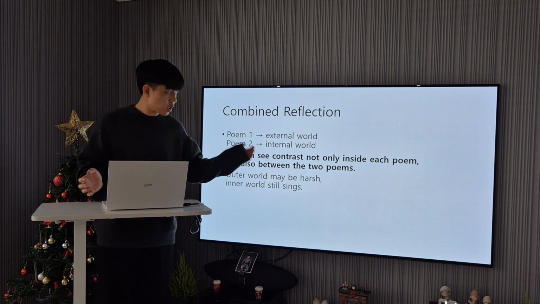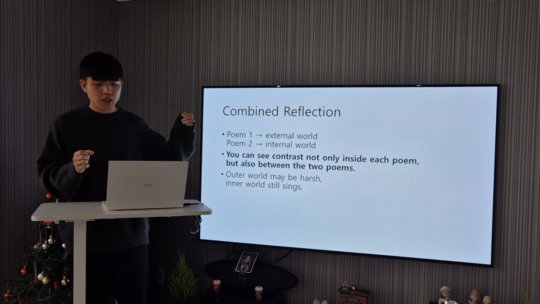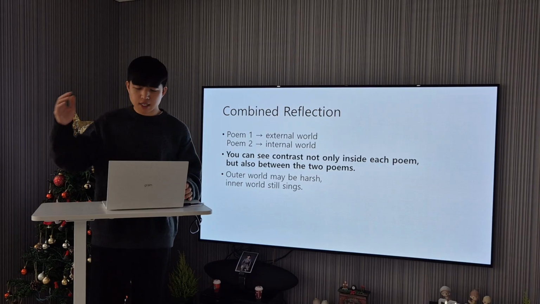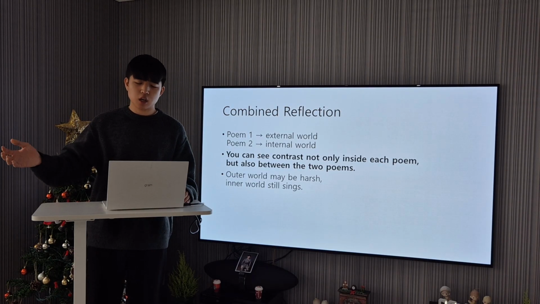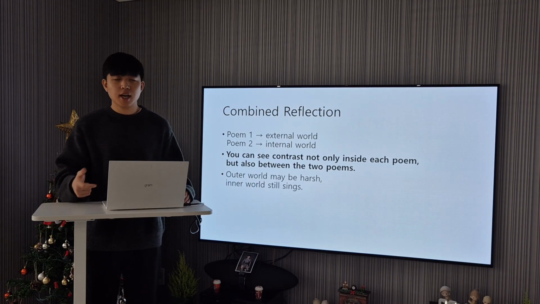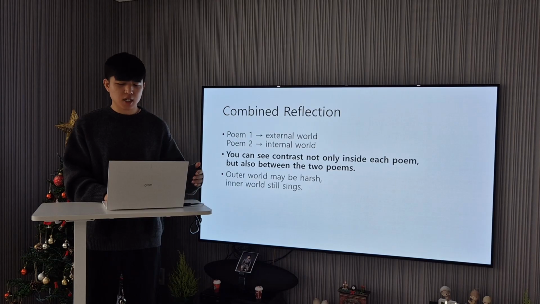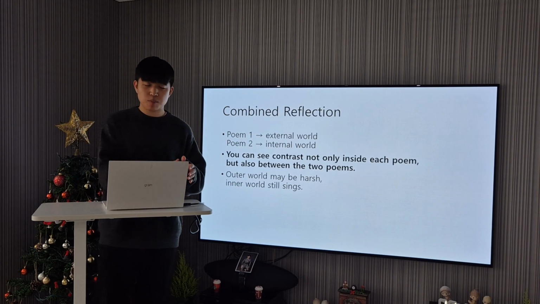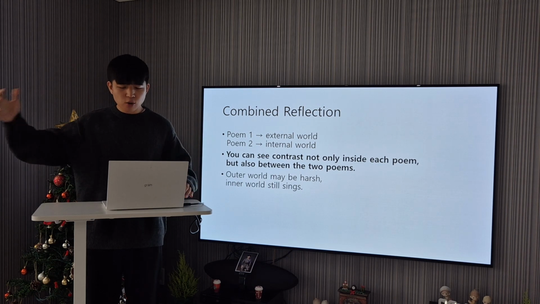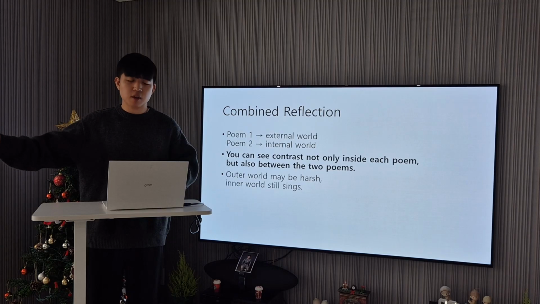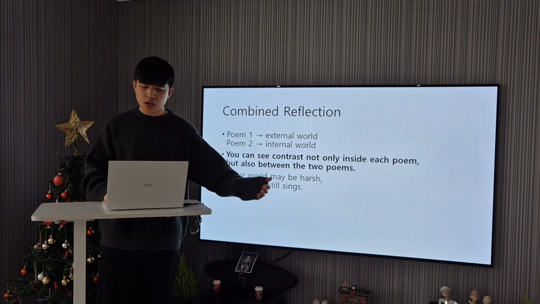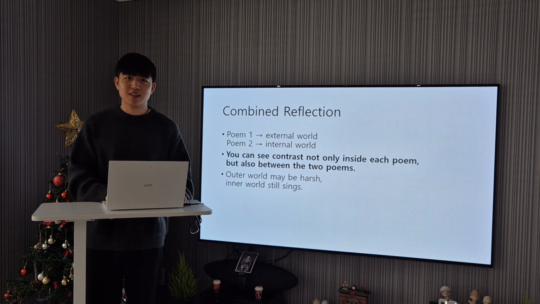So to wrap up, the first poem, "A Bird Came Down the Walk," shows us the external world, raw, instinctive, and indifferent. In contrast, the second poem, "Hope is a Thing with Feathers," turns inward and reveals the internal world, steady, resilient, and quietly supportive. What's interesting is that you can see contrast not only inside each poem, but also between the two poems themselves. The tension between the outer world and the inner world becomes part of the meaning. Together, they suggest the world outside may be harsh, but the world inside still sings.